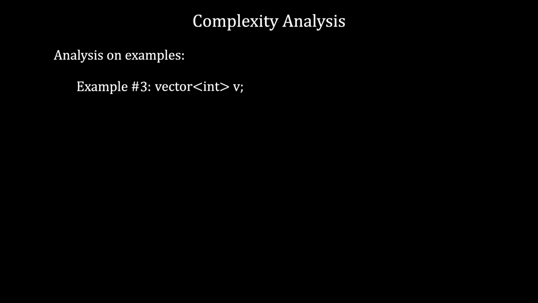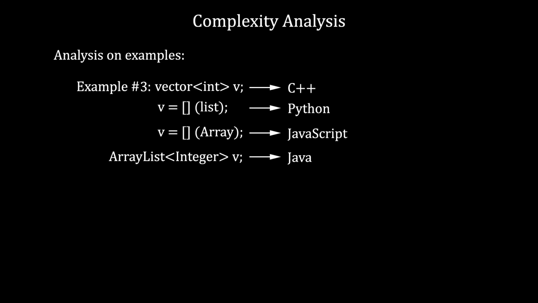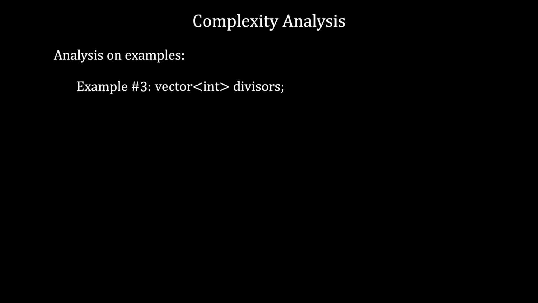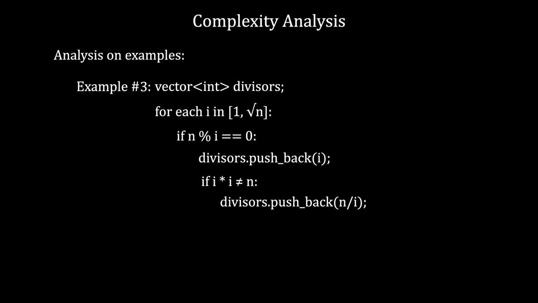Now for the third example, we will use a collection that stores the memory dynamically. In C++, we call it the vector. In Python, it is the list. In JavaScript, array. And in Java, array list. Let's say we are given a positive integer n and we want to store its divisors into a vector. What we can do is have a variable i iterate through each value between 1 and sqrt of n. Check if i is a divisor. If so, push value i into the vector of divisors. And then push also the value n divided by i only if it is different than i.